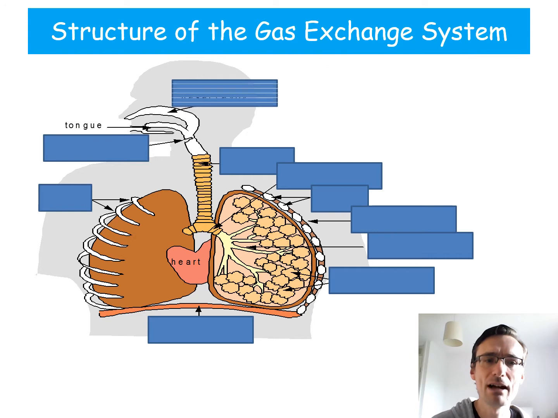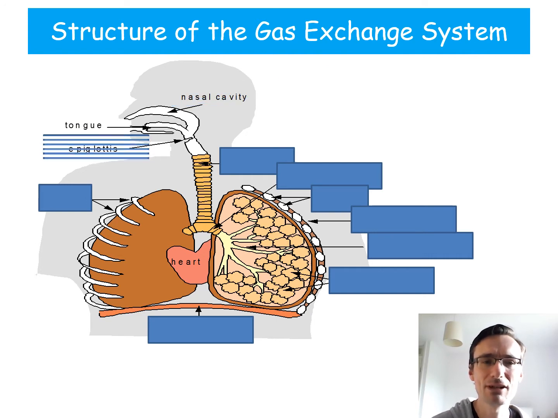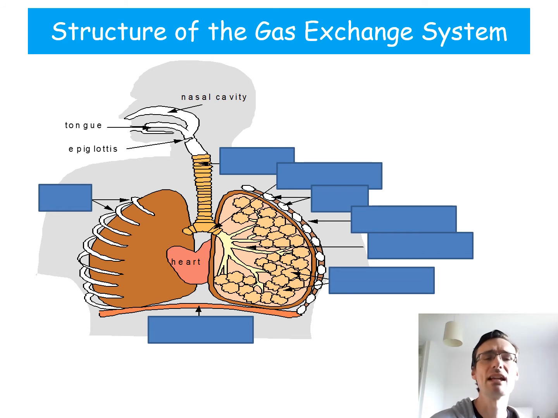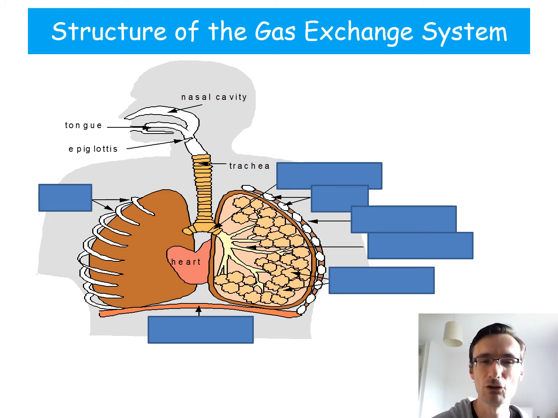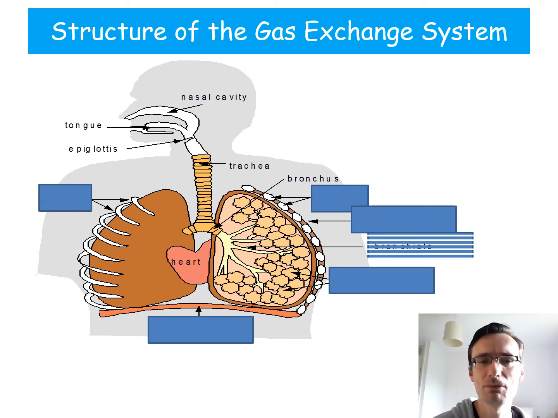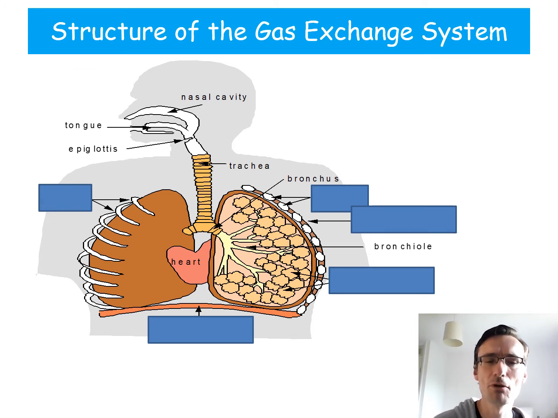So obviously we have the mouth where we breathe in and the nasal cavity where the air comes in. That then passes the epiglottis, and the epiglottis is a muscle that closes when you swallow your food to make sure your food goes down your esophagus to your stomach and doesn't block your windpipe, which is also known as your trachea. And you'll notice your trachea is surrounded by layers of rings of cartilage, which we'll talk about later on. The trachea then splits into the bronchus, which splits into lots of tubes called the bronchioles.